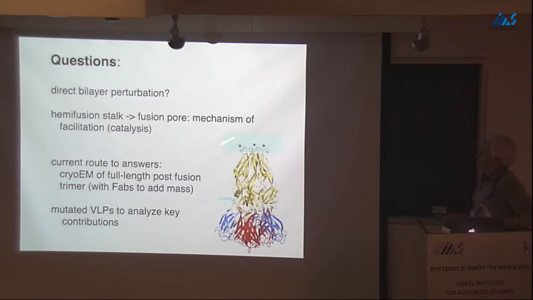Now, there are a bunch of questions about this kind of fusion mechanism that I haven't yet raised even, let alone talked about. And some of them are ones we can't yet answer. But we've got current routes to the answer. And one of them I'll just mention is whether there is any role of perturbing the target bilayer by insertion of these fusion peptides or fusion loops. And we don't know the answer to that yet because we don't know enough about the final structure in this membrane-embedded region, but I hope we're about to. My guess is that that's a second-order effect, but that guess could be dead wrong because there's so many different kinds of fusion peptides and fusion loops.